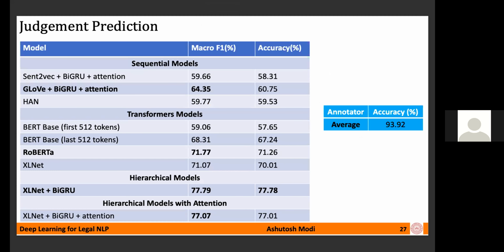So coming to the actual prediction via models, we conducted a battery of experiments for the task of judgment prediction.